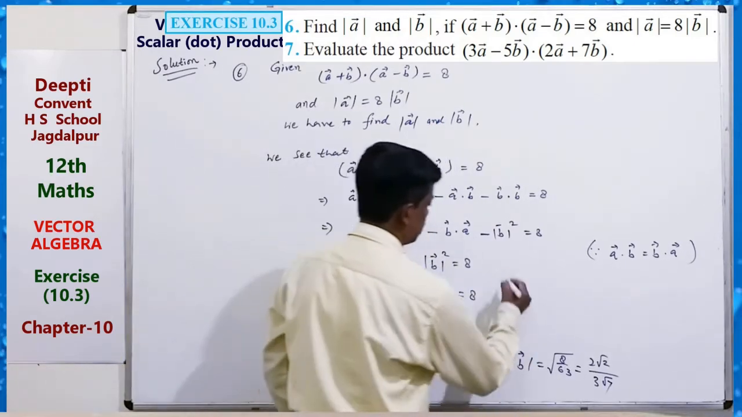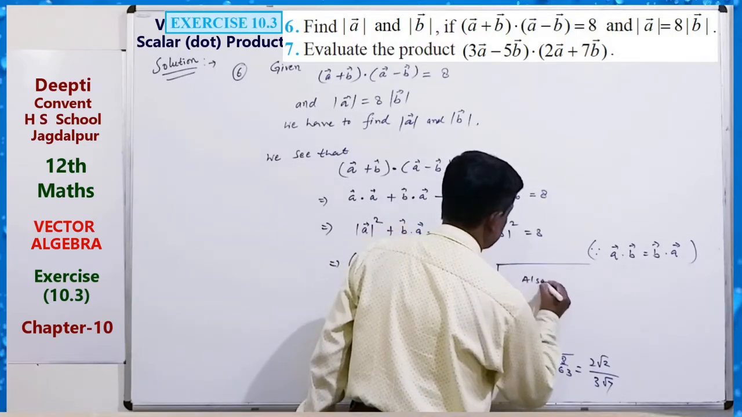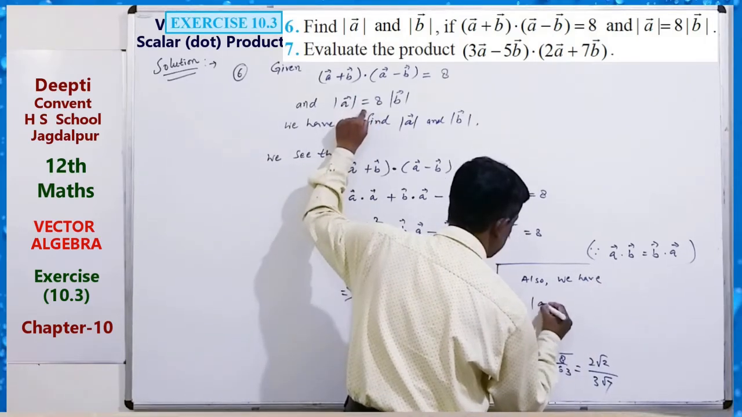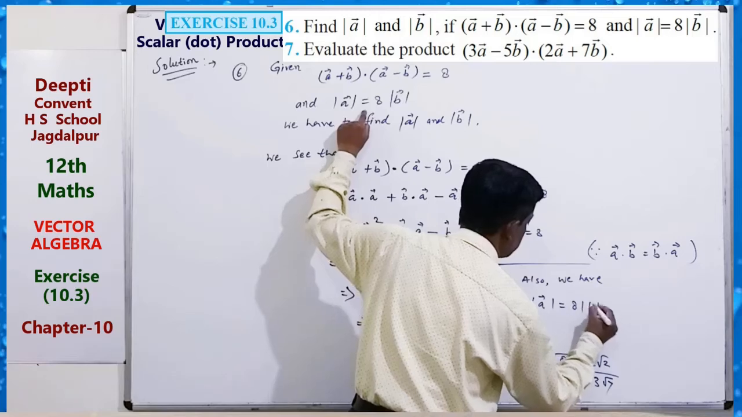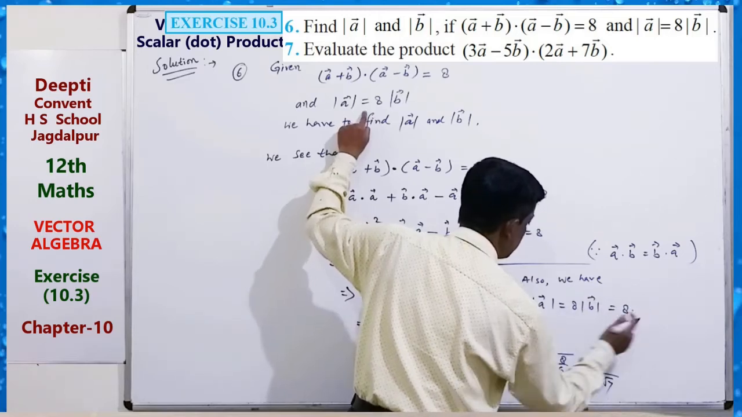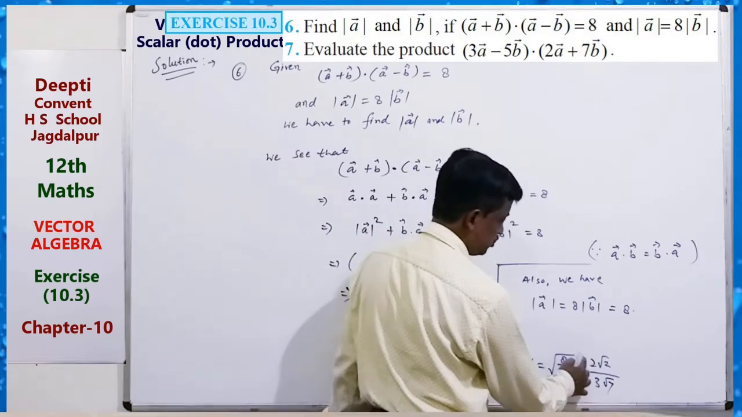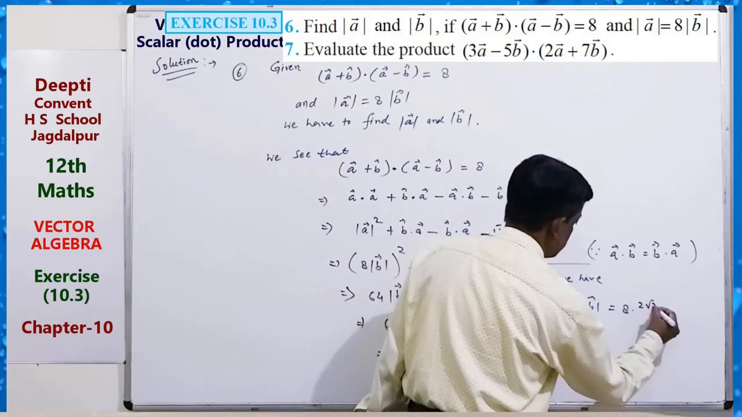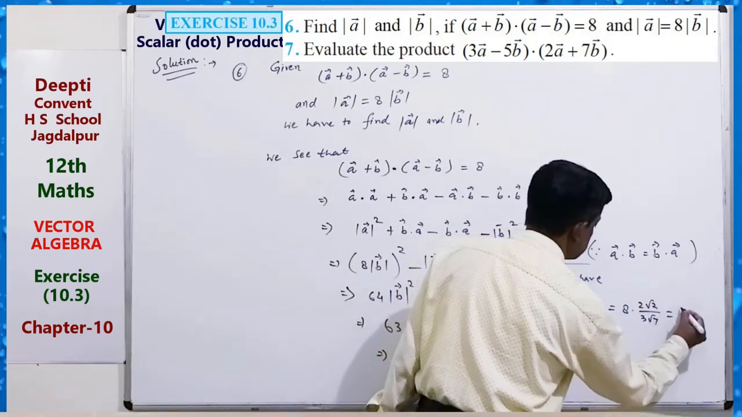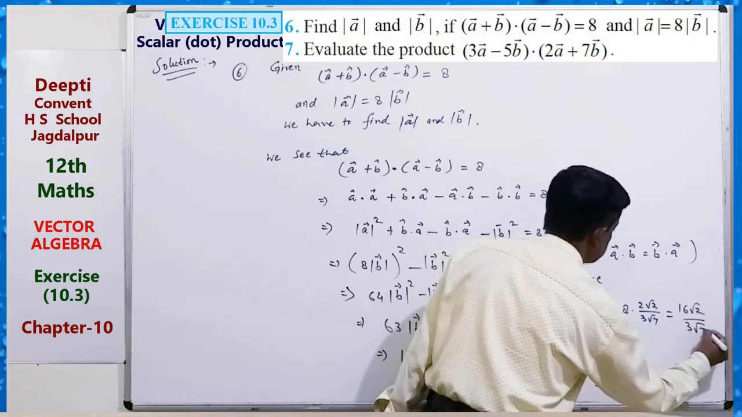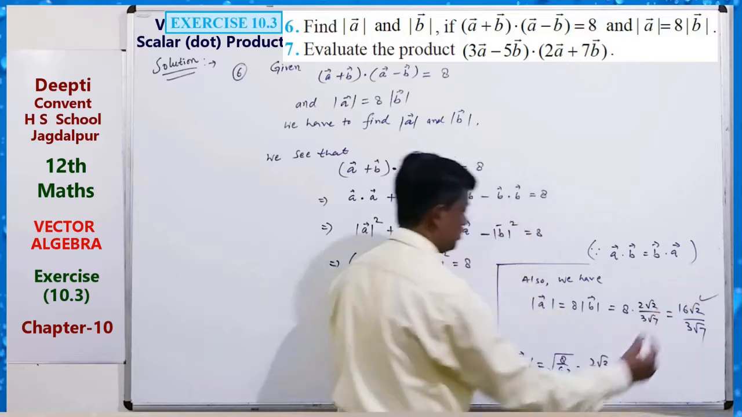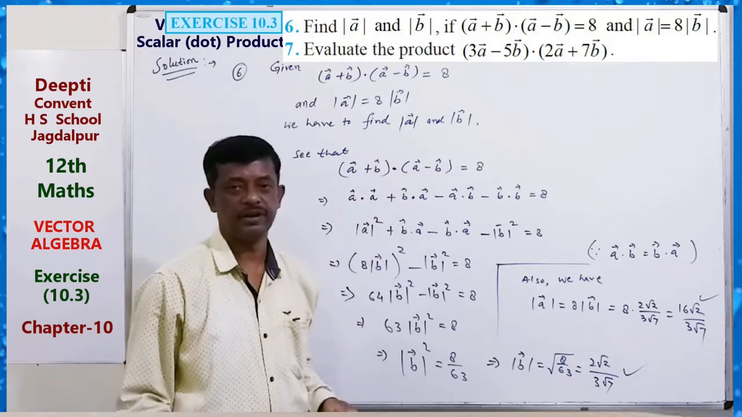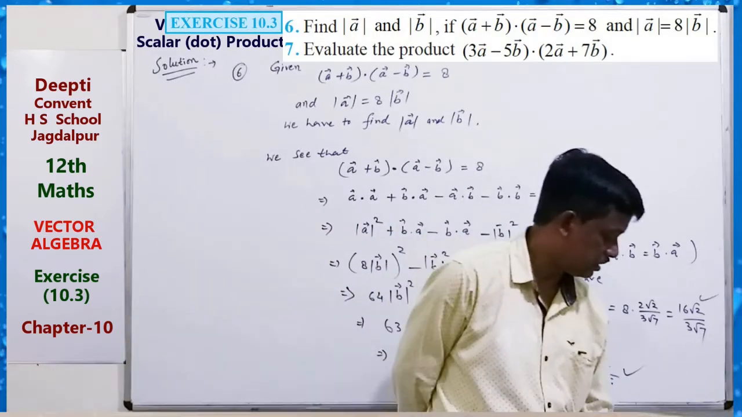And also this is given: mod A equals 8 into mod B. So 8 into mod B, that is 8 into 2 root 2 by 3 root 7, 2 into 8, 16. This is 16 root 2 upon 3 root 7. This is mod A, this is mod B. Okay, so this is the main thing. So remember it. We can solve just like this.